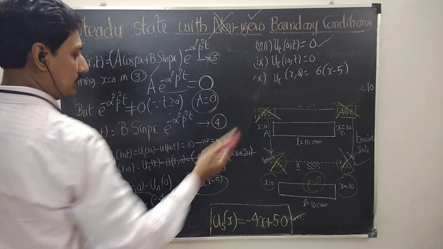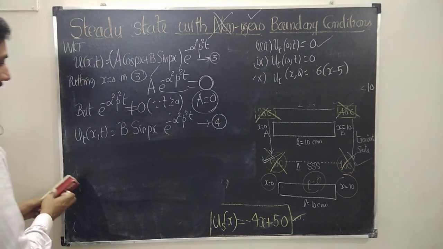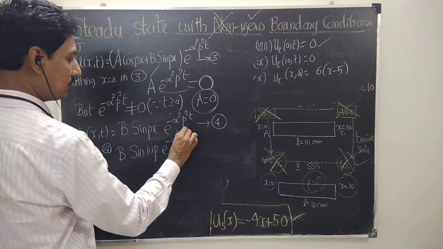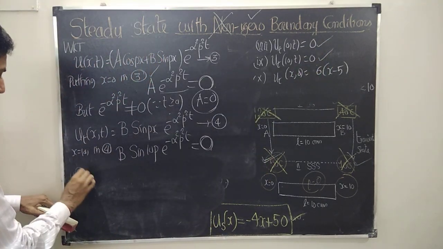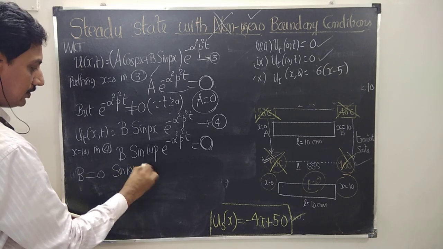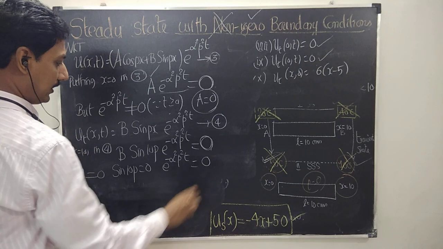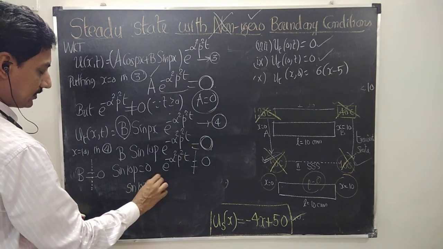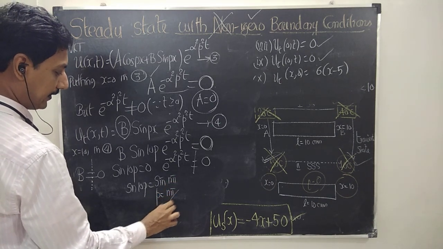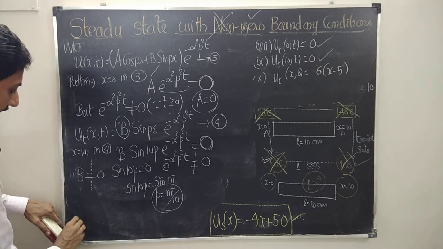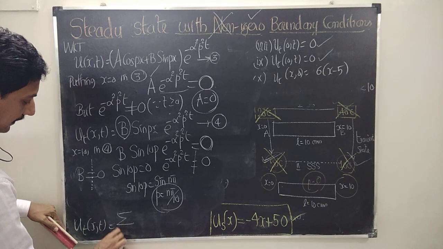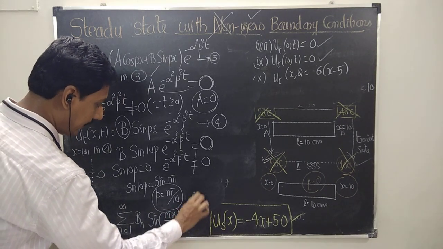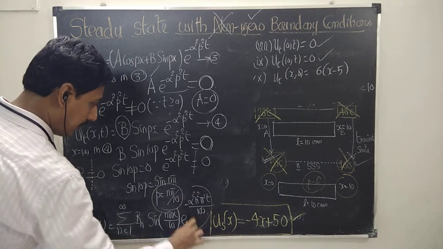Now use the second boundary condition, when x equal to 10. Putting x equal to 10 in equation number 4, we get b into sine 10p e to the power minus alpha squared p squared t equal to 0. So once again, b equal to 0 or sine 10p equal to 0. The exponential is not 0, and b is not 0, because once b equal to 0 we get the trivial solution. So sine 10p is equal to sine n pi, so the p value is n pi by 10. Substituting p in equation number 4 and combining all possible solutions, we get the most general solution ut of x comma t equal to bn into sine n pi x by 10 e to the power minus alpha squared n squared pi squared t by 10 squared, which is 100.